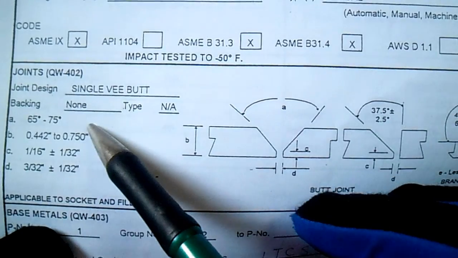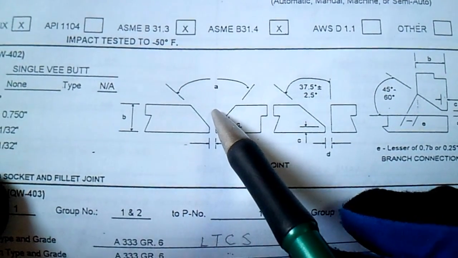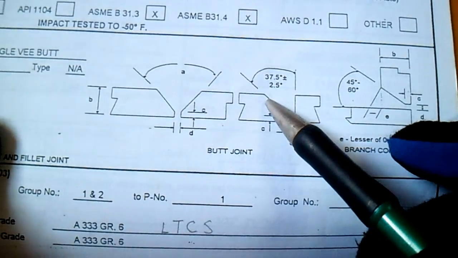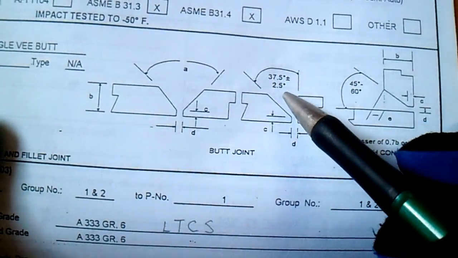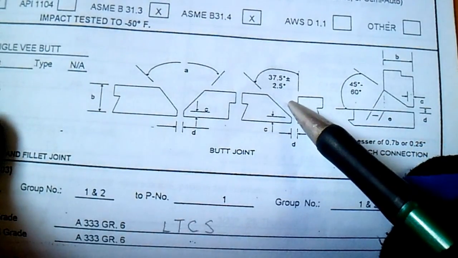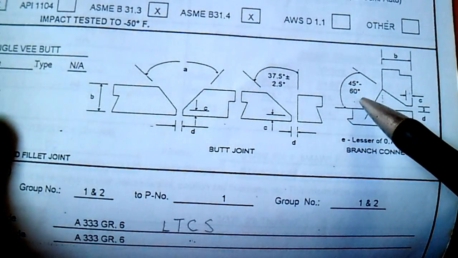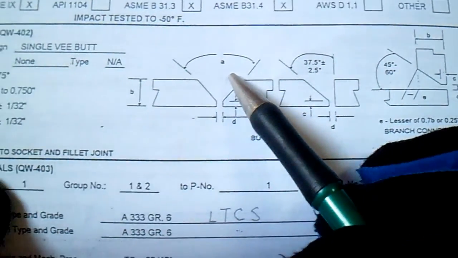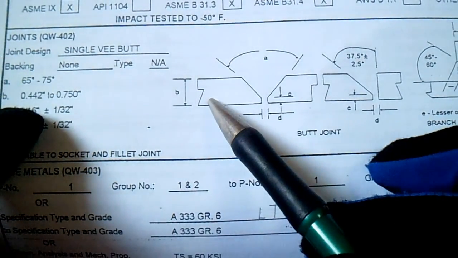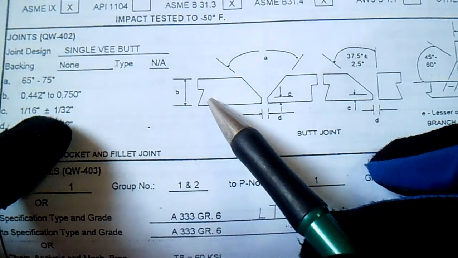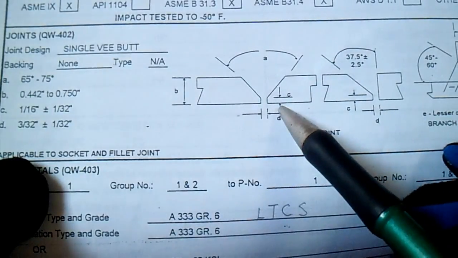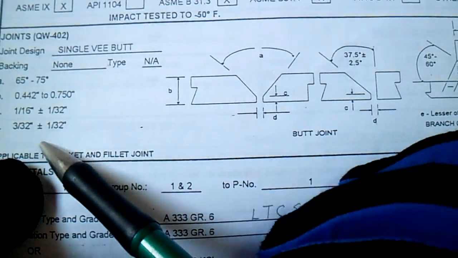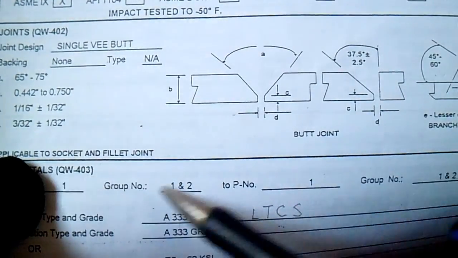And we have backing, and in this single V, we have standard angle of 37.5, positive negative 2.5 degrees. Okay, in the branch connection 45 to 60 degrees, and from this, letter A, you will see here 65 to 75 degrees. Letter B, 0.4 inch, 0.750, and C. So the C is 1/16, and the gap is 3/32 or 1/32, positive negative 1/32. So they require 3/32. Okay.